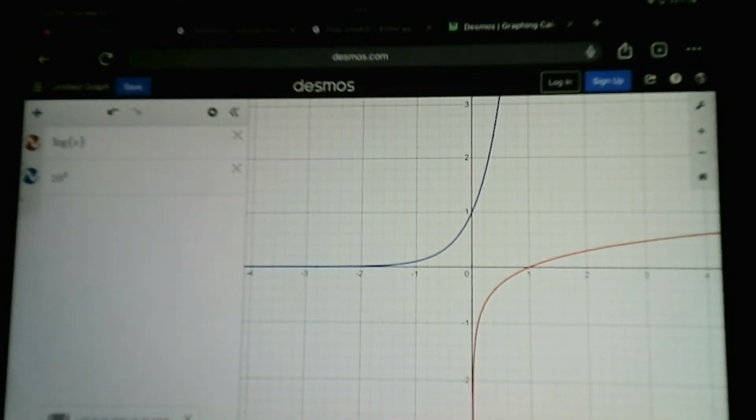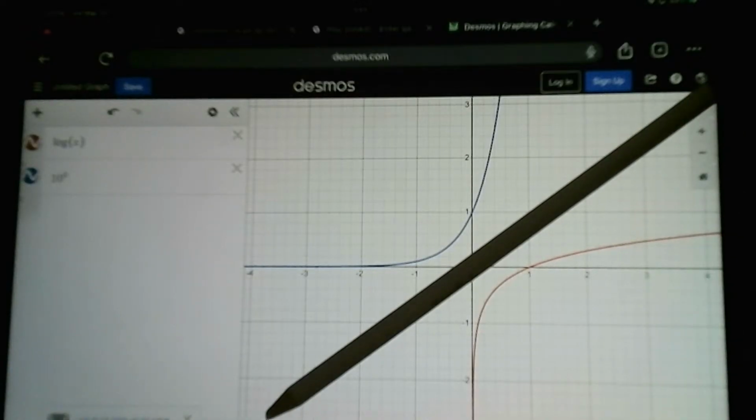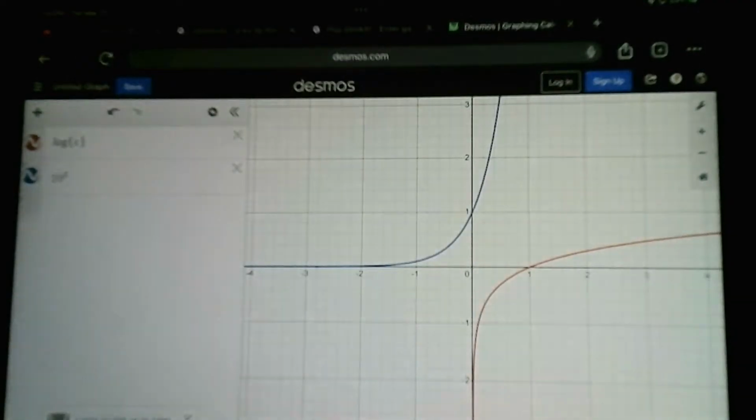Remember that exponents and logarithms are inverses of each other. They always seem to reflect over this line y equals x, that diagonal line that runs along the, I wish I could draw on this particular thing.